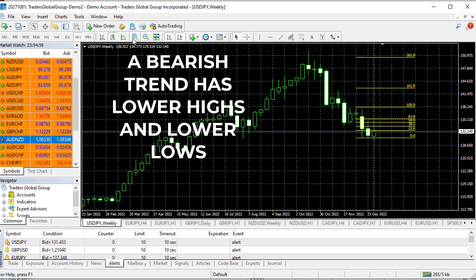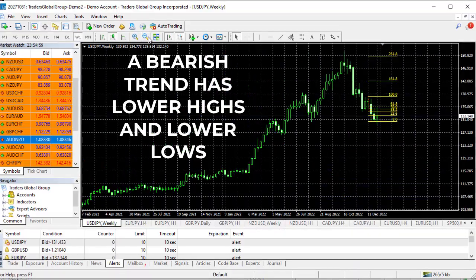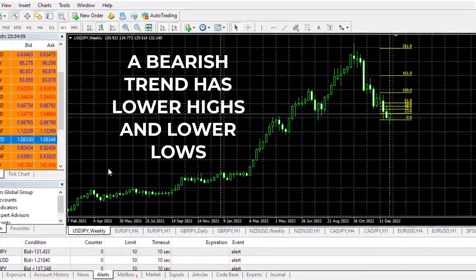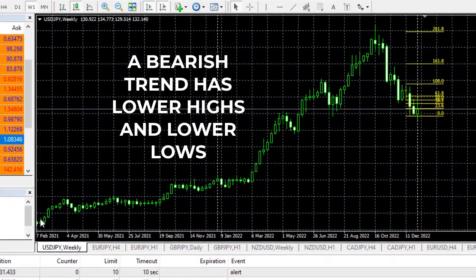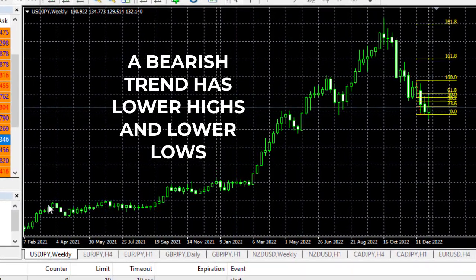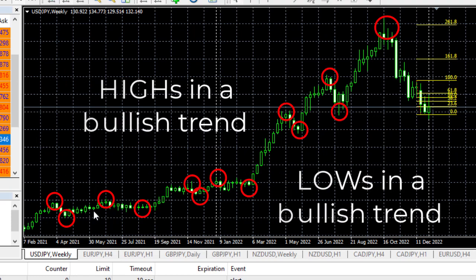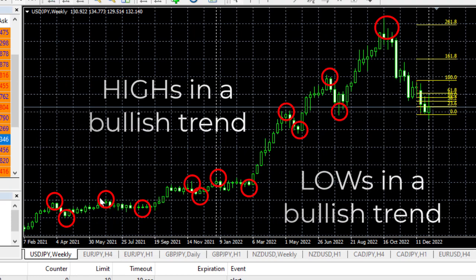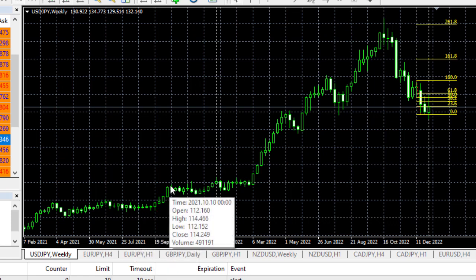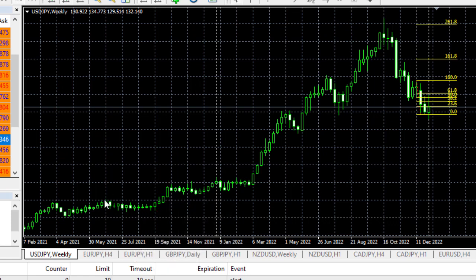For a bearish trend, you talk about lower lows and lower highs. A typical example is what we're looking at on our screen for the USD JPY weekly chart. What it has been experiencing is what you call higher highs. If we start looking from here, we have a rise, a retracement, and this high is higher than this high. Then we have a retracement, then a high that is higher than this high, a retracement, a low that is higher than this low.